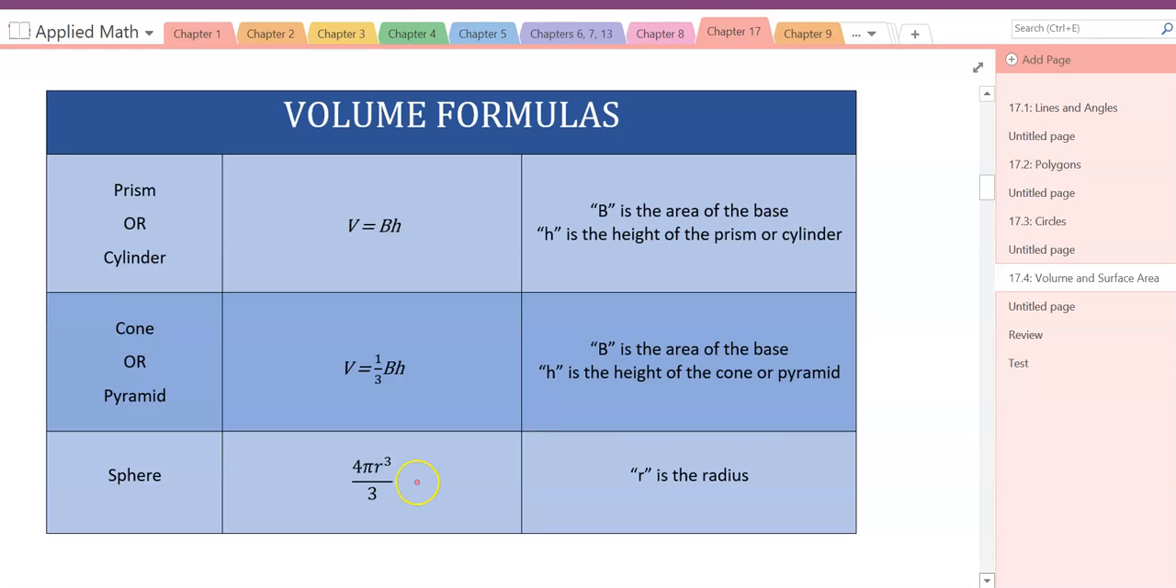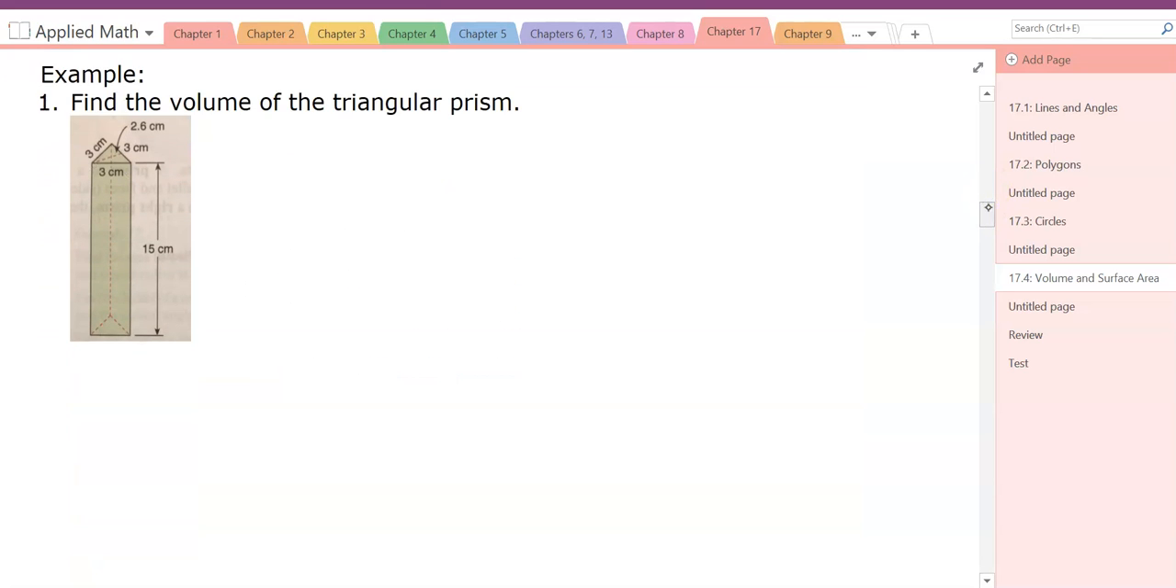And then sphere, you just have one formula for the volume there. You have to use the radius, just like you had to use radius to find the area of a circle, you have to use radius to find the volume of a sphere. So let's do a couple of examples here.